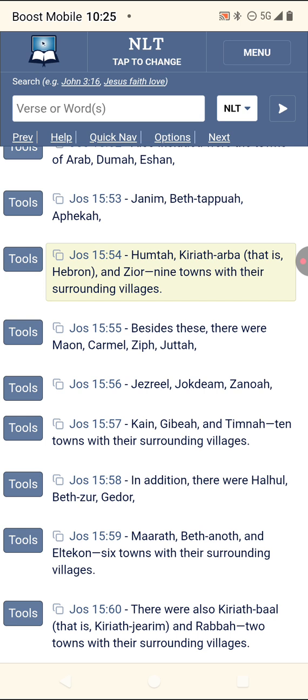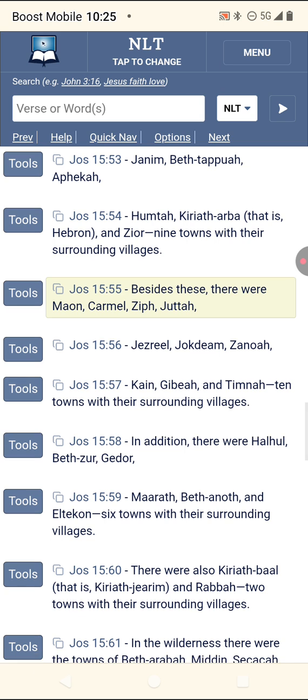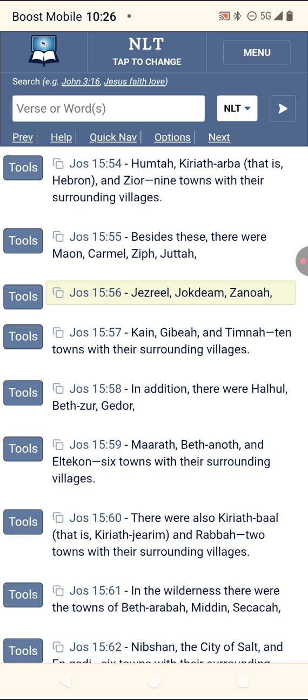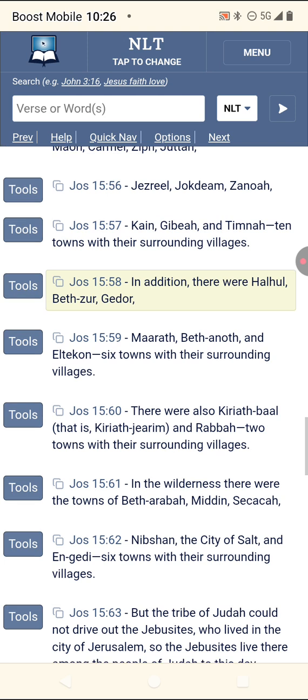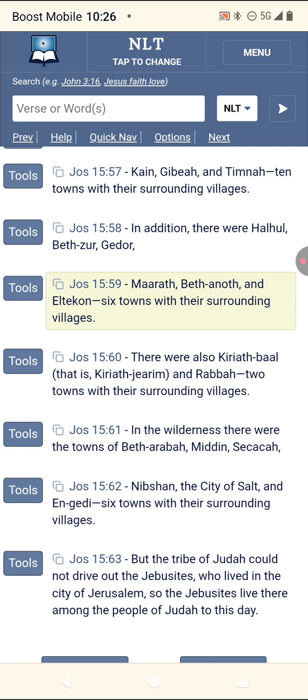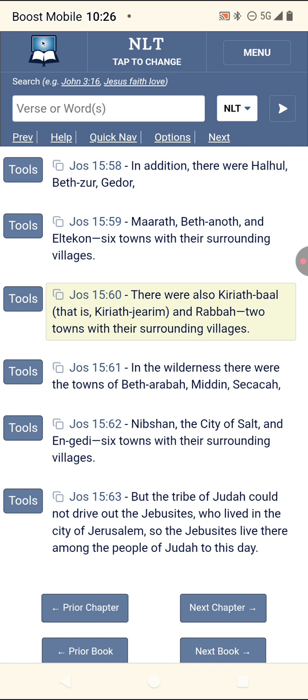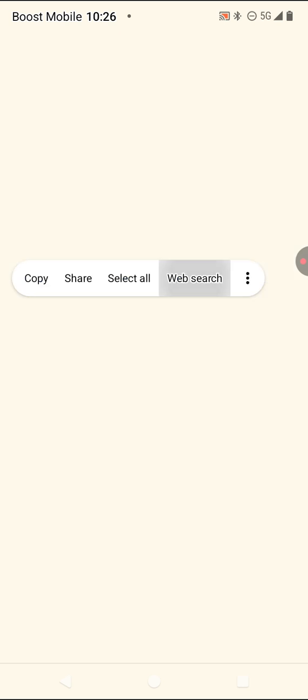So it says Humtah, let's finish reading while I'm at it. Kiryat Arba, that is Hebron, and Zior, 9 towns with their surrounding villages. Besides these, there were Maon, Carmel, Ziph, Juttah, Jezreel, Jokdeam, Zanoah, Kain, Gibeah, and Timnah, 10 towns with their surrounding villages. In addition, there were Halhul, Beth Zur, Gedor, Maarath, Beth Anoth, and Eltekon, 6 towns with their surrounding villages. There were also Kiryat Baal, that is Kiryat Jearim, which, if I'm correct, we already saw on the map. Let me pull it back up real quick.